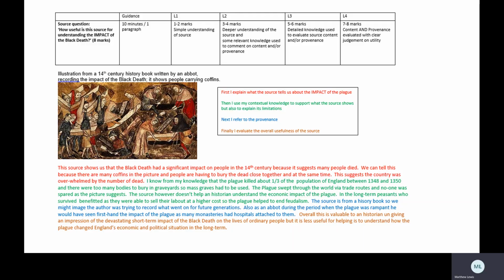What can I say about the provenance? It's a history book written by a monk. Why was he writing it? I've said something about that, and then my evaluation. So that's those two, and you can pause it on that screen if you wish, if that would help you. Have a look at both those answers.